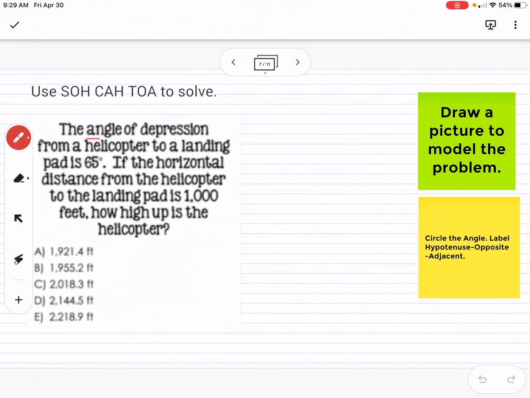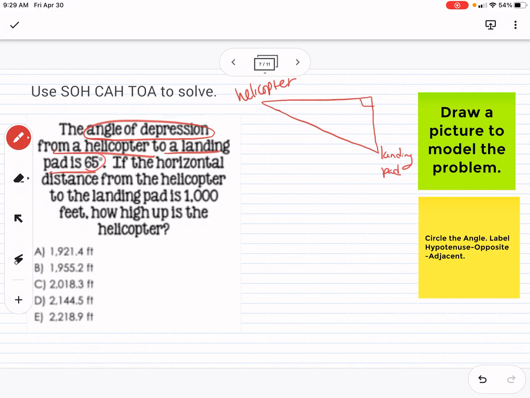On this next one, it says angle of depression. So instead, I'm going to draw a downward facing right triangle. And this time our angle is going to be from the top looking down. So here it's from a helicopter to a landing pad. And it says the angle is 65 degrees.